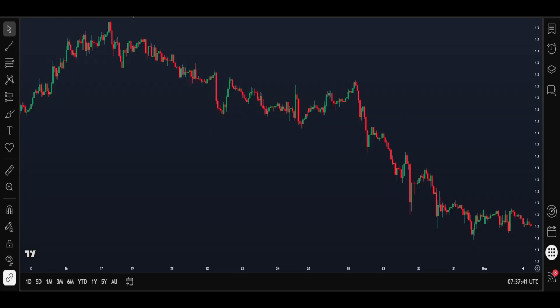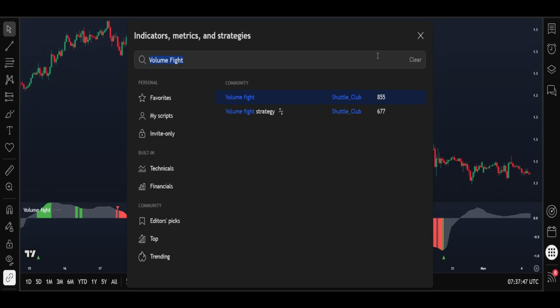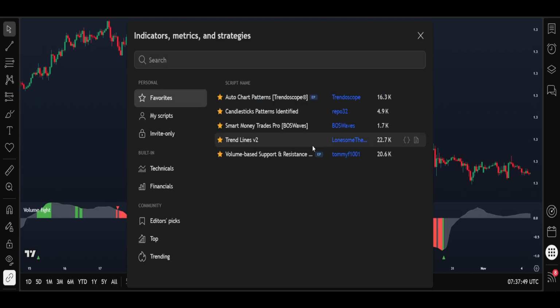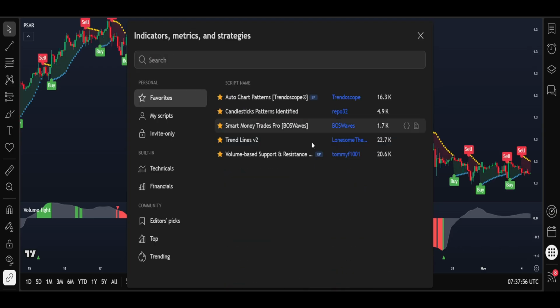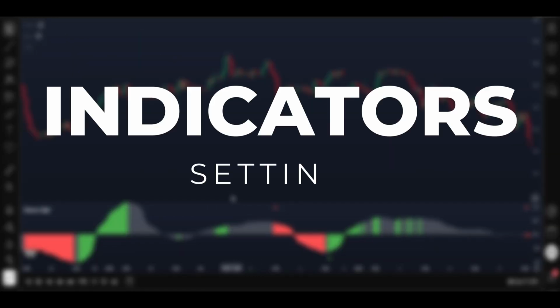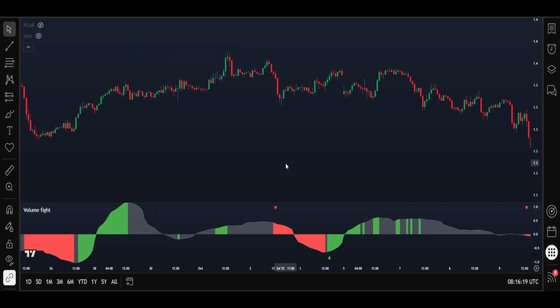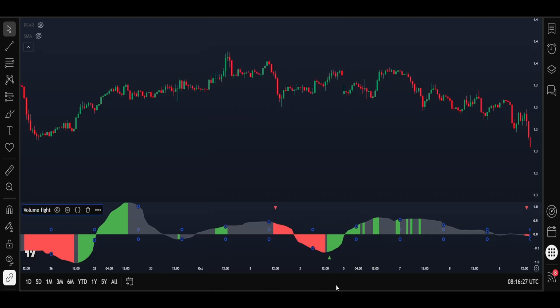Open indicators in TradingView. Search and add Volume Fight by Shuttle_Club. Add Parabolic SAR by Everget. Add the Simple Moving Average. With all three on the chart, each gets one job and nothing else. Indicator settings. Volume Fight. We won't change any settings for Volume Fight indicator, as default settings are optimal.